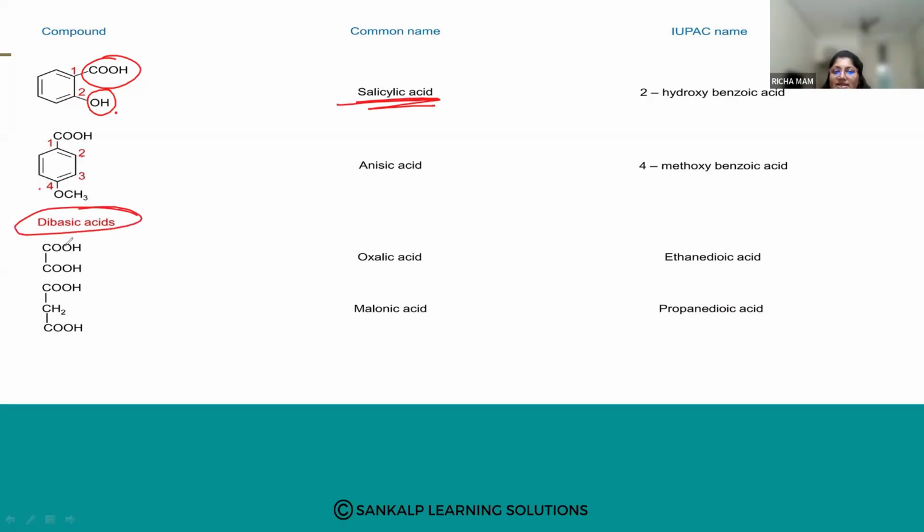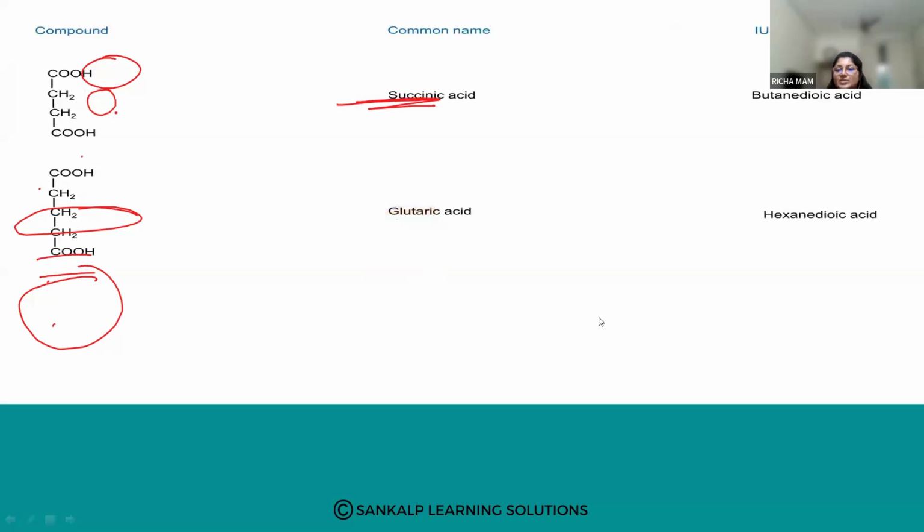Then we are seeing dibasic acids. So 1, 2, it is ethane dioic acid. 2 carbons, so ethane dioic acid, and the common name is oxalic acid. And this is malonic acid, the common name, and it is propane 1,2,3, propane dioic acid. So these are the names of your carboxylic acids.